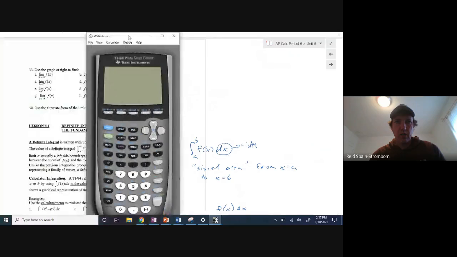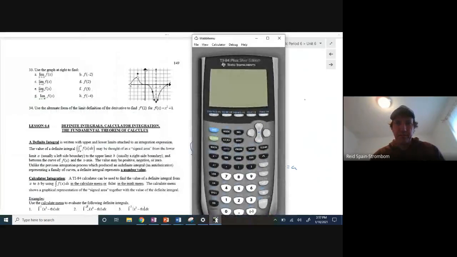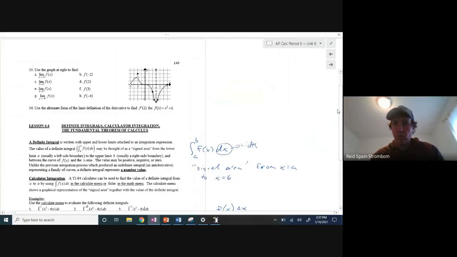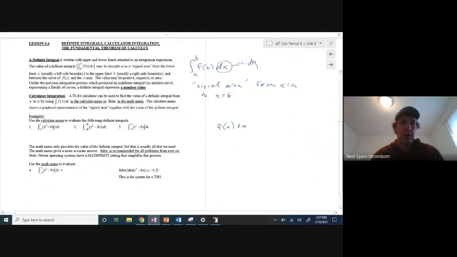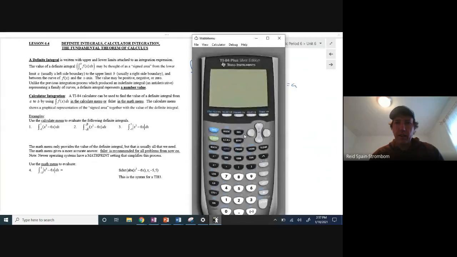Here we're going to be looking at this integral of negative x cubed minus 6x from negative 3 to 1. So on your TI-84, you're going to turn it on. And to get an integral, you're going to hit the math button, and then 9. 9 says fnInt, the integral. So I'm going to go ahead and hit 9, and we're just going to fill in the blanks.